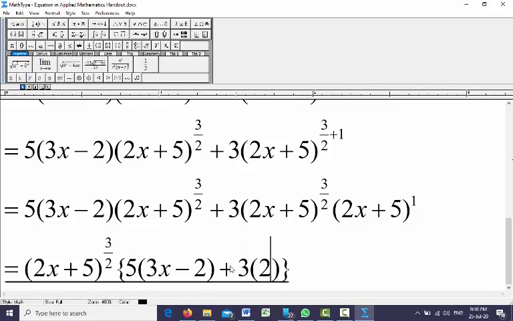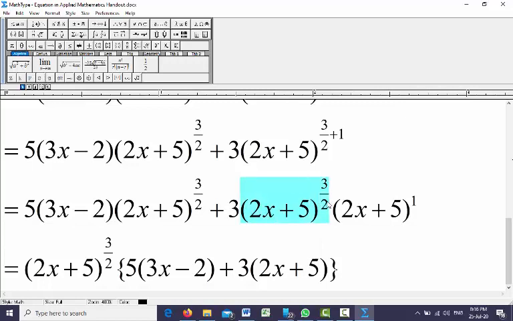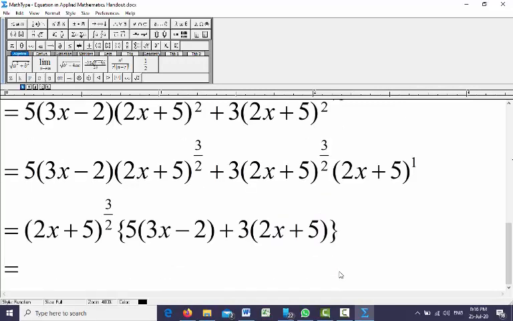2x plus 5. So again, we have already taken this one common, so we will have the remaining items now. So 3 multiplied by 2x plus 5 power 1. When you have power 1, you can just ignore that one, right? So now we will simplify again.